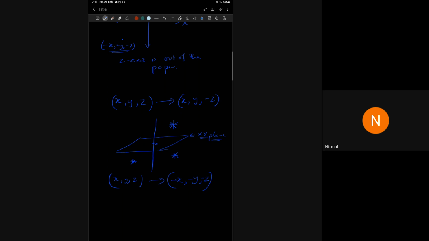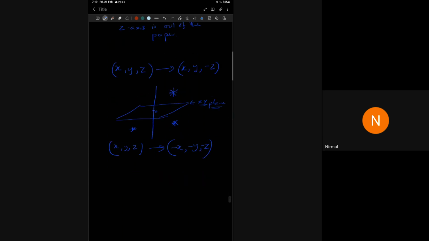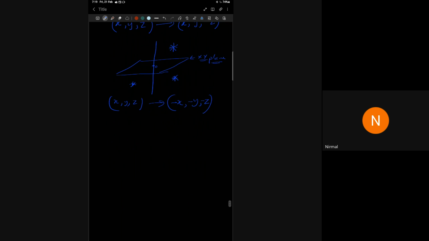Or in principle, if you take three mirror operations, then you will get inversion. The first mirror operation with respect to z will make it minus z. The next mirror operation with respect to y will make it minus y. And then the mirror operation with respect to x will make it minus x. And the point will go from xyz to minus x, minus y, minus z. Clear? Yes, sir. All right.